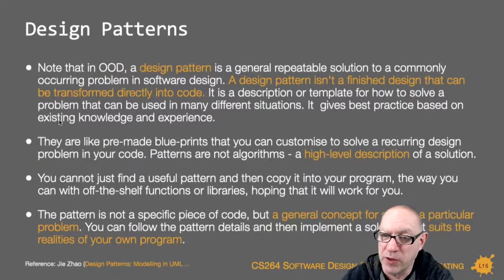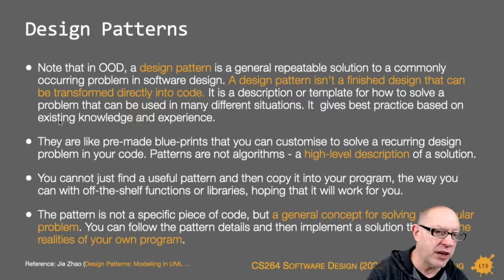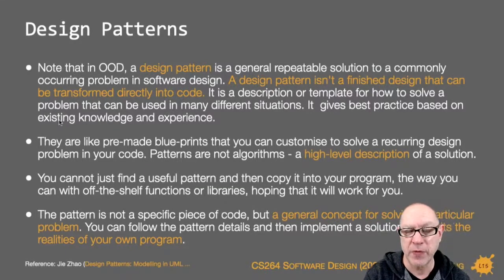Because as languages change and facilities and functionality appear in languages, we may think about how we do OO differently than previously. And so maybe the patterns might change, we might get new patterns and so forth. So they're like pre-made blueprints that you can customize to solve a recurring design problem in your code. Patterns are not algorithms. They're a high-level description of a solution.